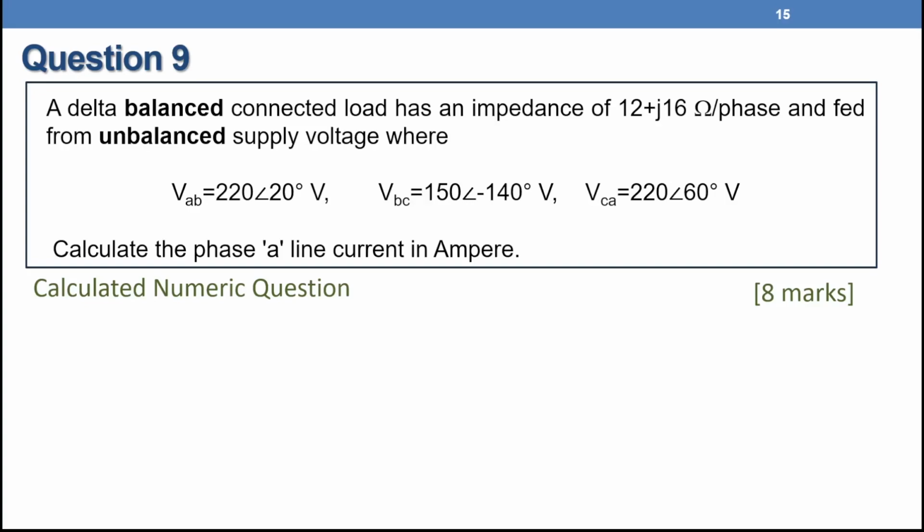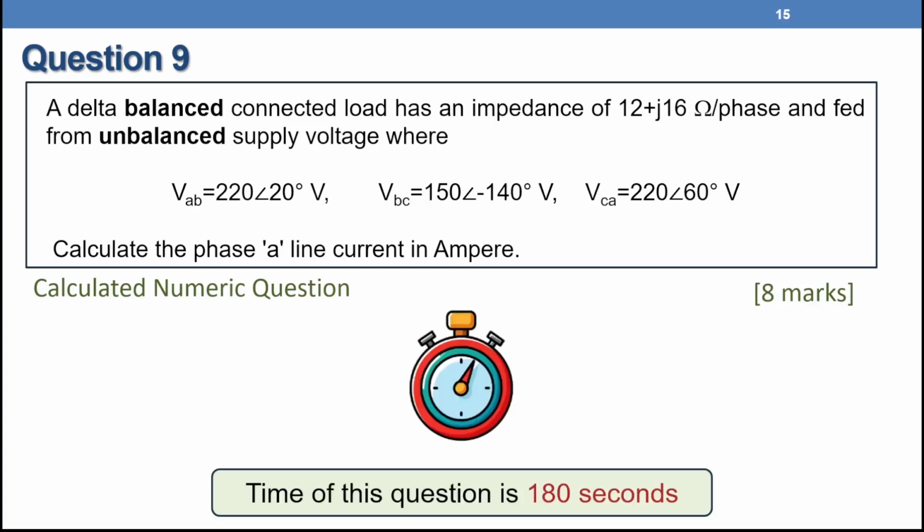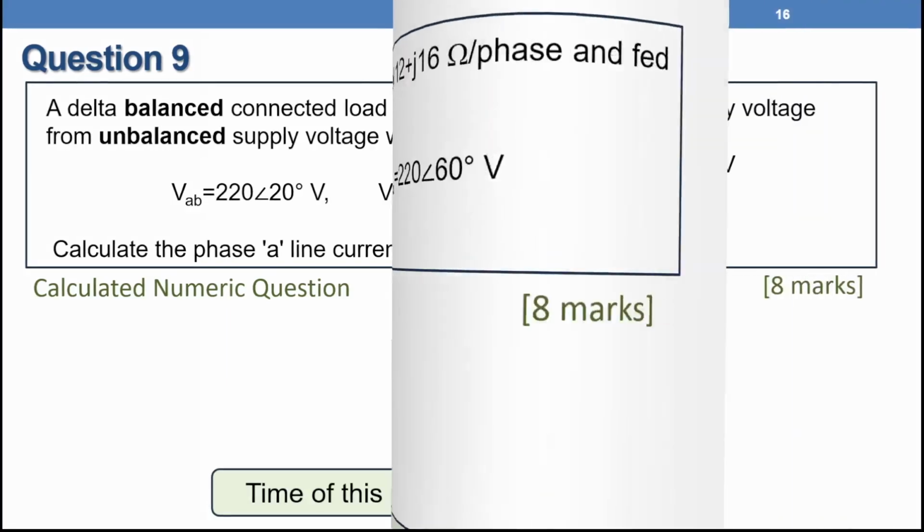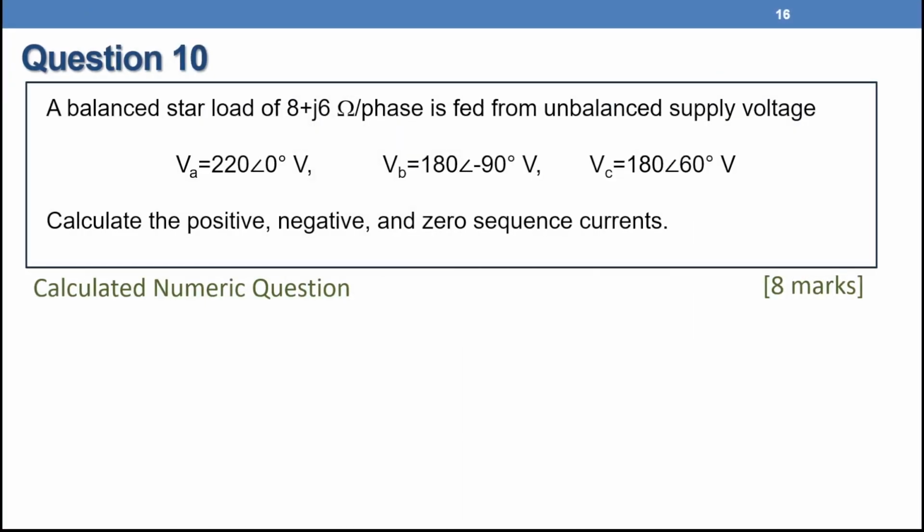That one is a calculated numeric question. The time for this question is 180 seconds. Question number 10. A balanced star load of 8 plus J6 ohm per phase is fed from an unbalanced supply voltage where VA equals 220 angle 0, VB equals 180 angle minus 90 degrees, and VC equals 180 angle 60 degrees. We need to calculate the positive, negative, and zero sequence currents.